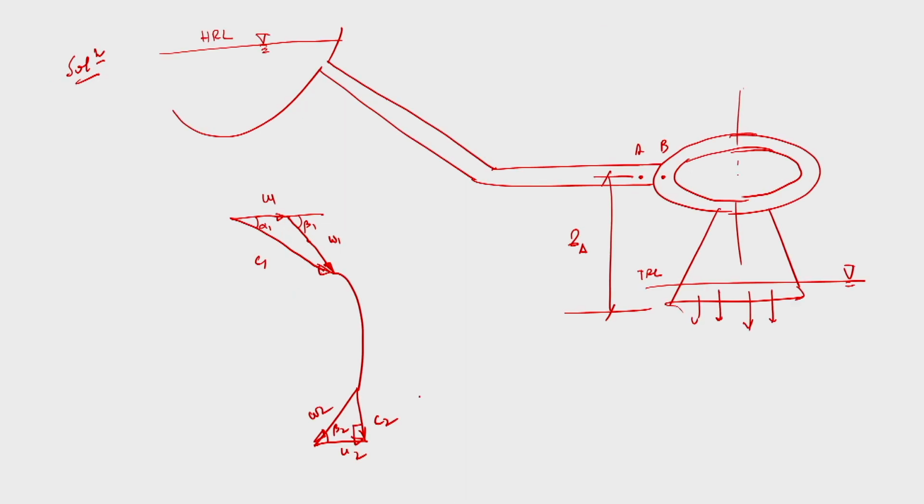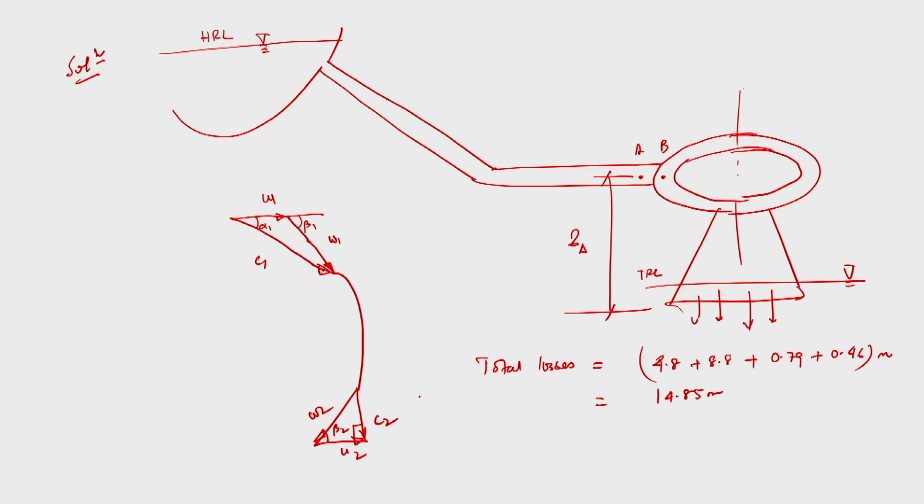So how can we solve this problem? Total hydraulic losses is equal to how much? It is given 4.8 plus 8.8 plus 0.79 plus 0.46 meter, which is equal to 14.85 meter. This is the total losses.